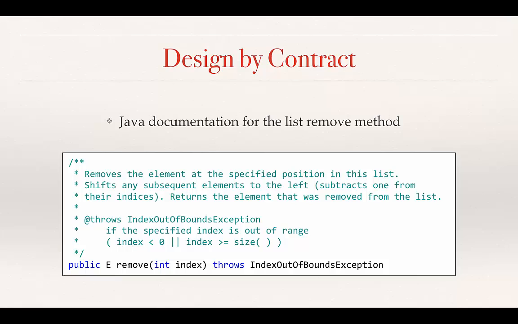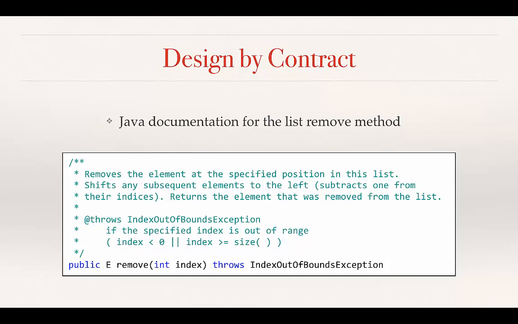In the Java documentation for the list remove method, things look similar, but somewhat different. There's no keyword for preconditions and postconditions, but the postcondition is simply stated as the main documentation for the method. What was the precondition is now part of the documentation for an exception that is thrown if this condition is not met. This may lead you to wonder if the Java document is a form of design by contract. Well, there is a contract here, but what does it say?